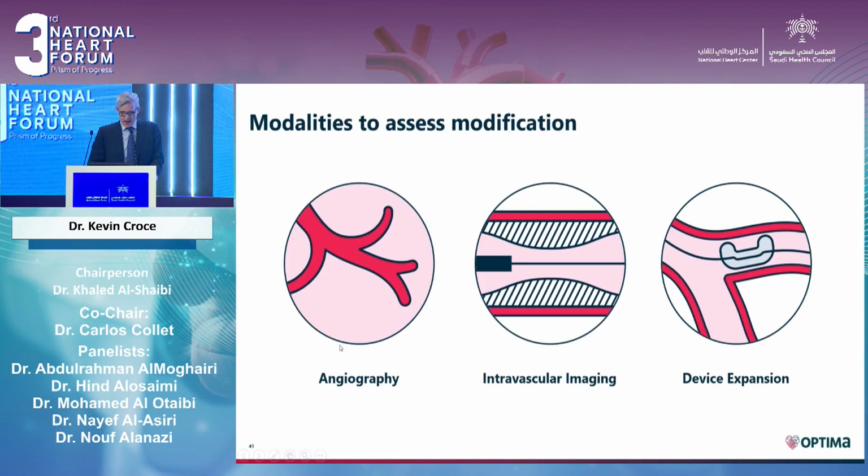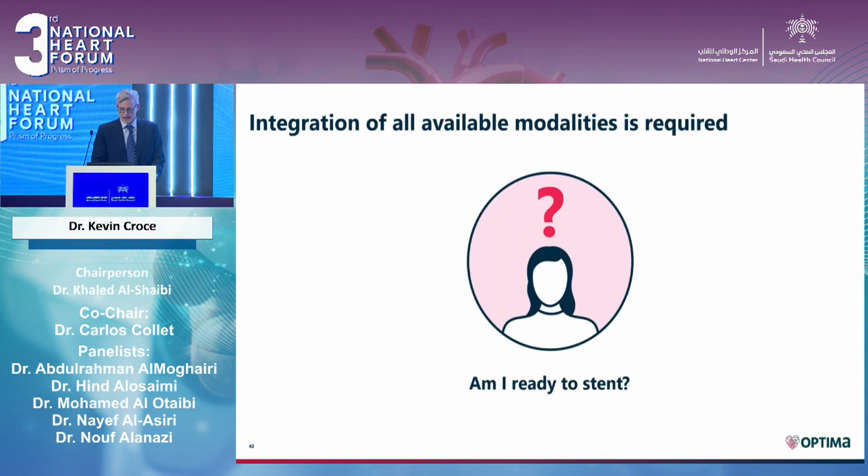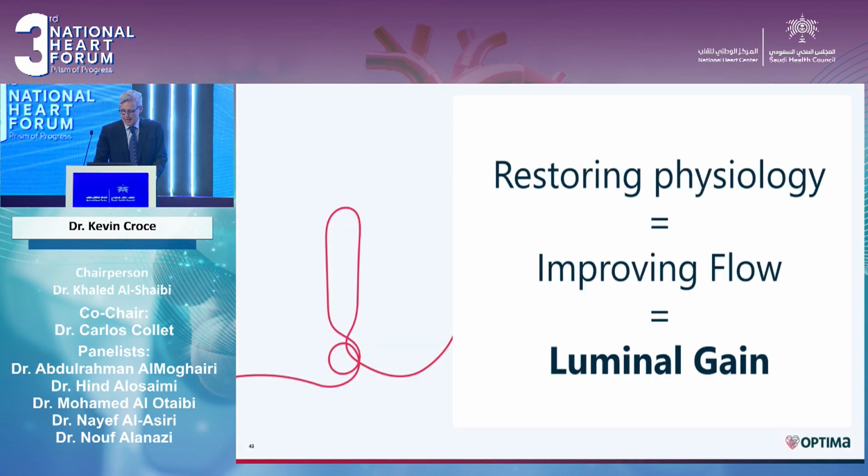We can think about angiography. Does the arterial lumen look better on angiography after modification? We can think about intravascular imaging. And as shown, you can look at whether or not the device expands well, as is illustrated in Culm's case and in the case that I participated in this morning. So really, I think using all three of these modalities is required to help us make a decision of, am I ready to stent after assessment and modification of calcium?